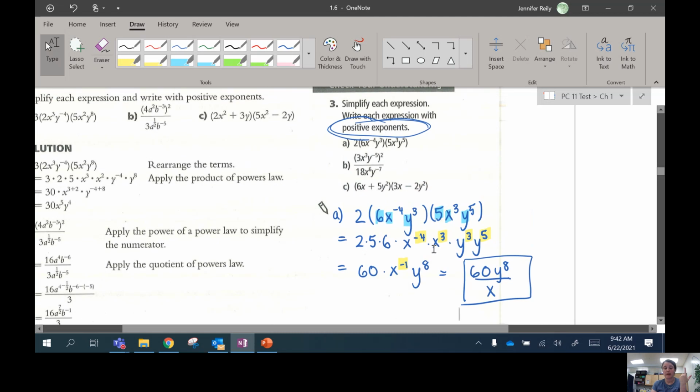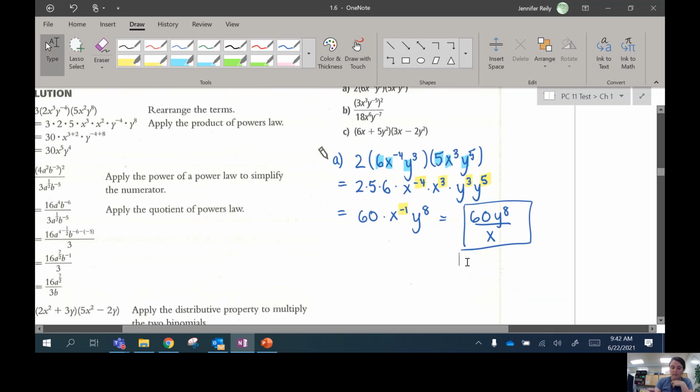So we only had to apply one exponent law in that question. In part B, we're going to have to apply 2 different exponent laws. We're going to do power of a power, and we're going to do the quotient exponent law.